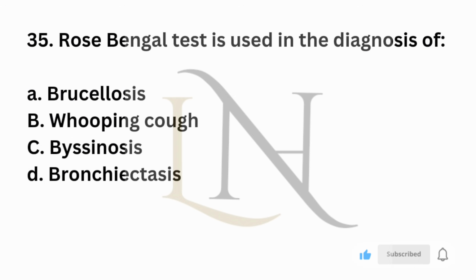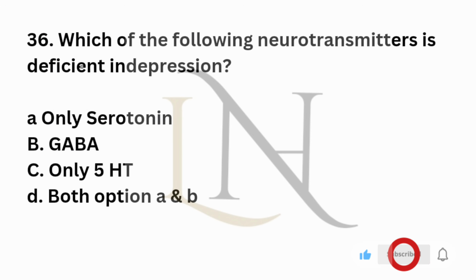Rose Bengal test is used in the diagnosis of option A, brucellosis. Option B, whooping cough. Option C, byssinosis. Option D, bronchiectasis. Correct answer: Option A, brucellosis. Next question.